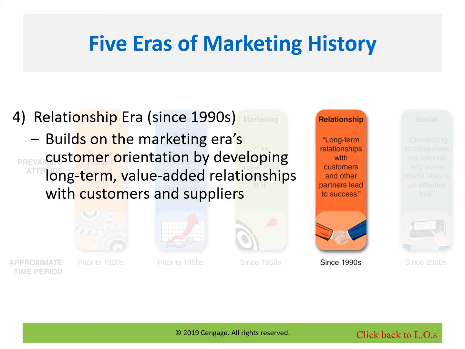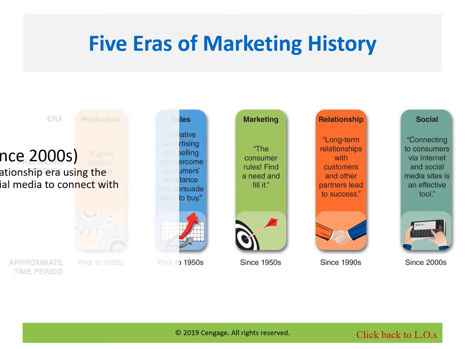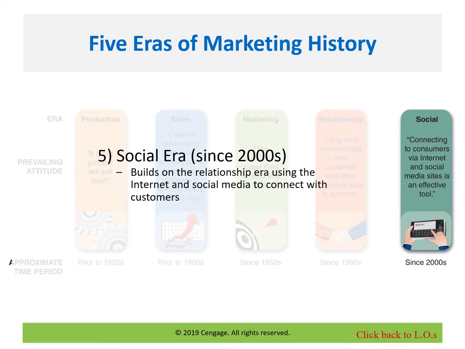Relationship era builds on the marketing era's customer orientation by developing long-term, value-added relationships over time with customers and suppliers. It is not enough that businesses simply sell products. They have to build long-term relationships with customers and other partners and stakeholders in order to be successful. Building on the relationship era, marketers now routinely use the internet and social networking sites to connect with consumers. This represents our current social era of marketing.